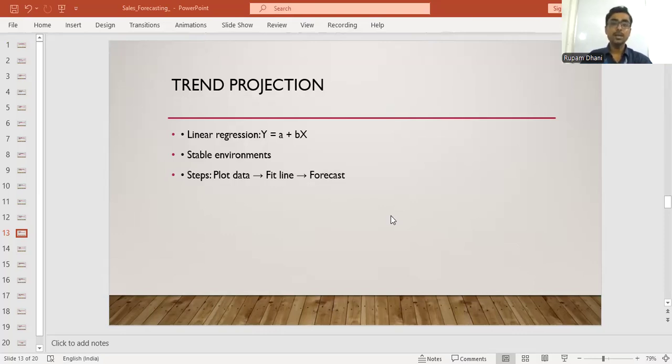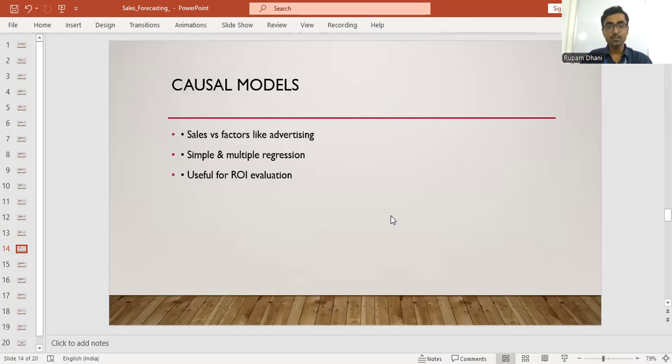Now move on to the next method of sales forecasting, that is the causal model. Causal models are very powerful because they help to understand the relationship between sales and other influencing factors, why it happened and what the different factors are, such as advertising expenditures. They often employ simple and multiple regression analysis. For instance, we might analyze how a change in advertising budget impacts sales. These models are particularly useful for evaluating the return on investment for various marketing or operational initiatives.